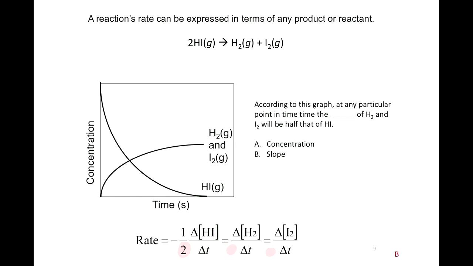It's going to be the slope, because slope here infers rate, right? HI is being consumed twice as fast as other things are being produced, so the rates are cut in half, not the overall concentration. All right, so the big idea here is that rates are related to stoichiometry. The rates of your different consumption or production of your different things will be related by stoichiometry. Okay.